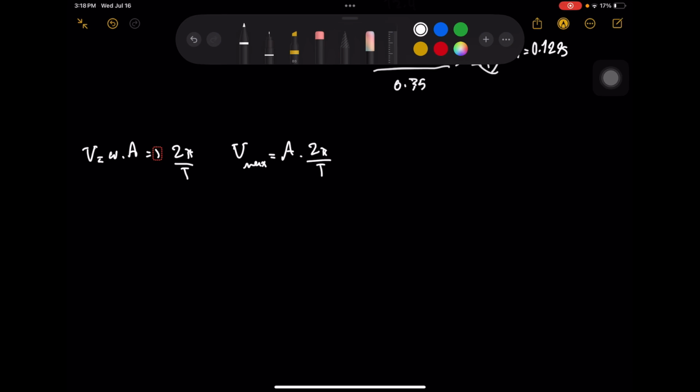The question says the amplitude and period are both doubled. So we have 2A times omega over 2. Again, it's the same thing. So the object's maximum speed remains the same.